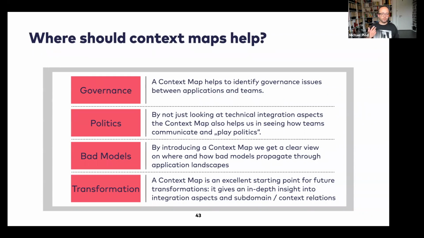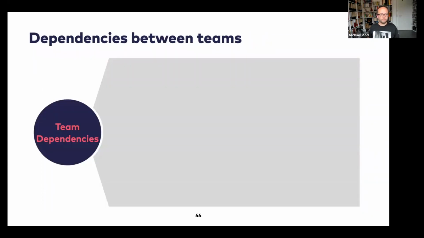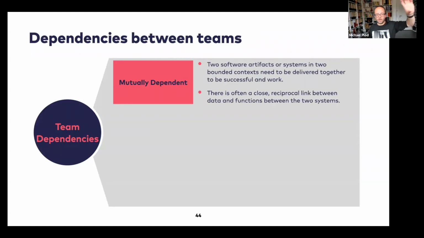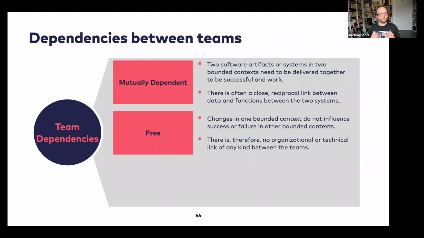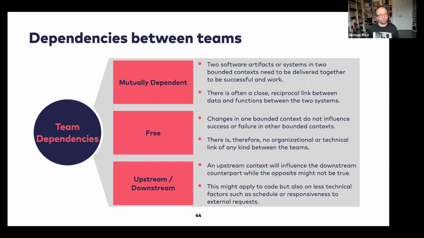Now, if I look at the dependencies on a team level, we can see teams that are mutually dependent. They need to coordinate their efforts a lot, often their releases, their testing, and so on. We see teams which are free, so there is not a lot of coordination required between the two. And we have upstream, downstream teams where the action of one team has an impact on another team, but the other team can do whatever they want without impacting the upstream team.